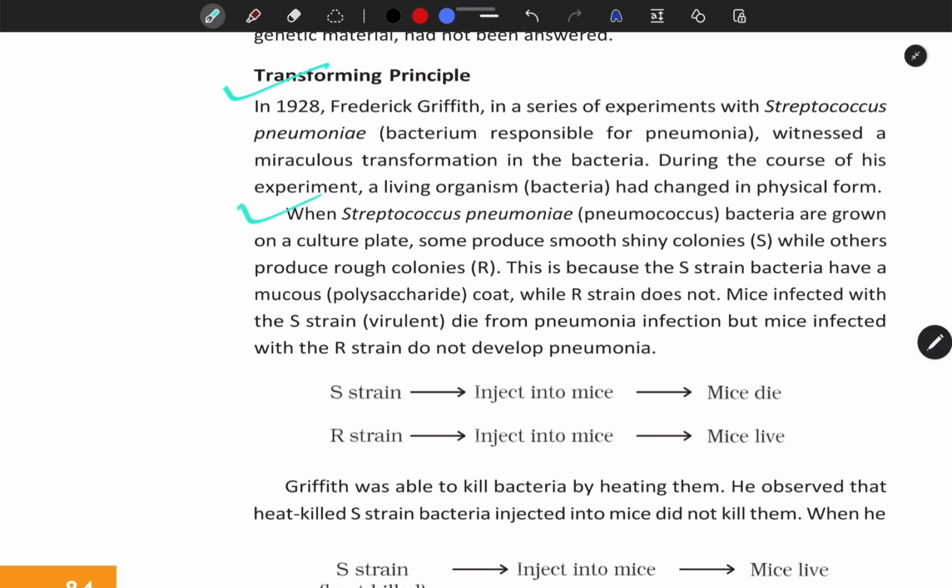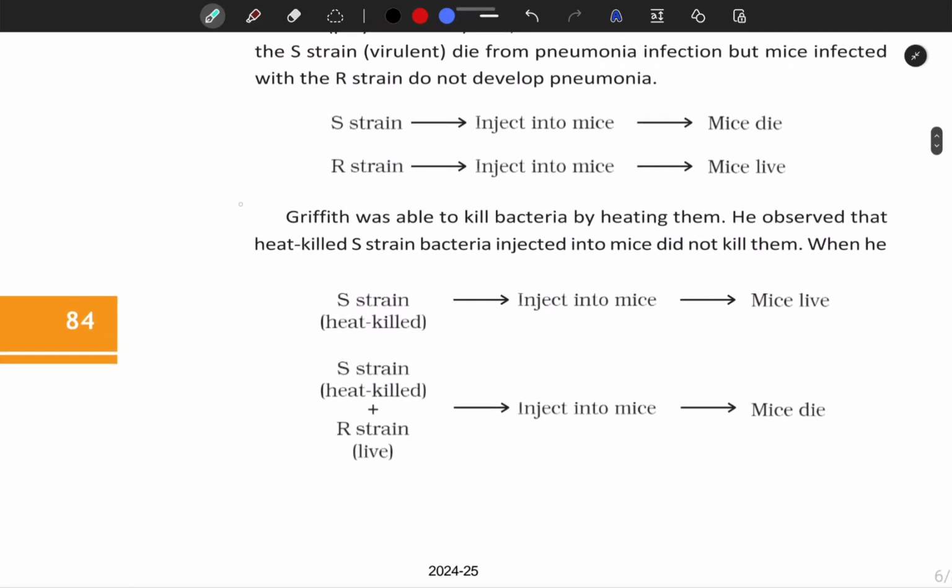When Streptococcus pneumoniae, that is pneumococcus bacteria, are grown on a culture plate, some produce smooth shiny colonies, that is capital S, while others produce rough colonies, that is capital R. This is because the S strain bacteria have a mucus, that is polysaccharide, coat, while the R strain does not. Mice infected with the virulent S strain die from pneumonia infection, but mice infected with the R strain do not develop pneumonia. Griffith was able to kill bacteria by heating them.